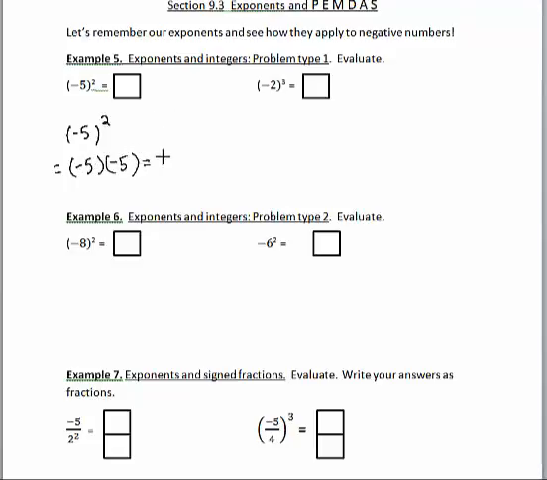So we have a 5 times 5. Both of these numbers are multiplied. 5 times 5 is 25, and we apply the double negative rule, and so we get a plus 25, which is what's supposed to go in the box. So when the exponent is immediately on the outside of the parentheses, that exponent applies to everything inside the parentheses, including the sign.